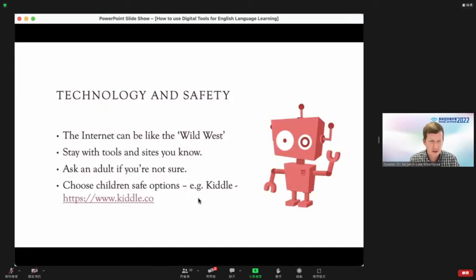Just to remind you that whenever we are online, we've always got to be careful. It can be a little bit Wild West out there. If you want to be safe online, I recommend you use child-safe search options like Kiddle, which is Google but for children. All the searches will be nice and safe if we use Kiddle.